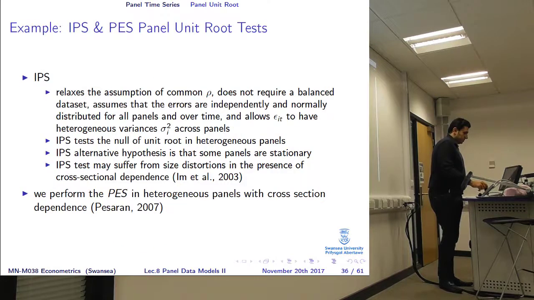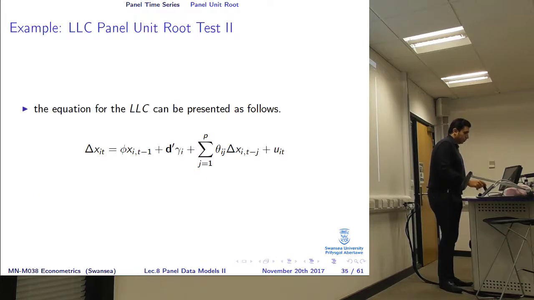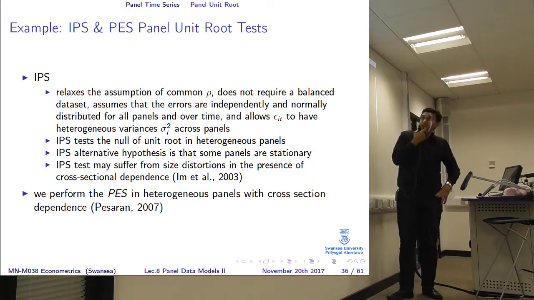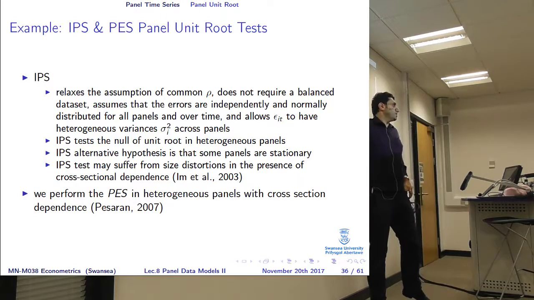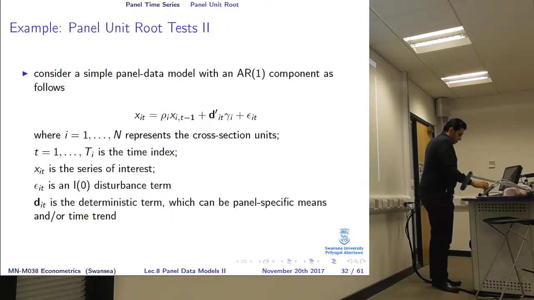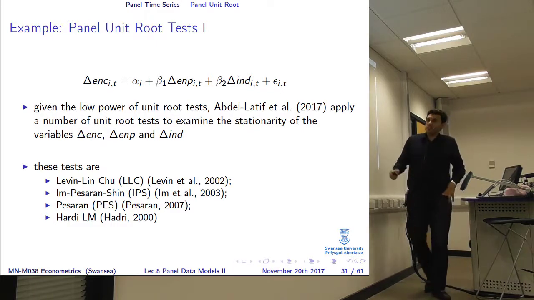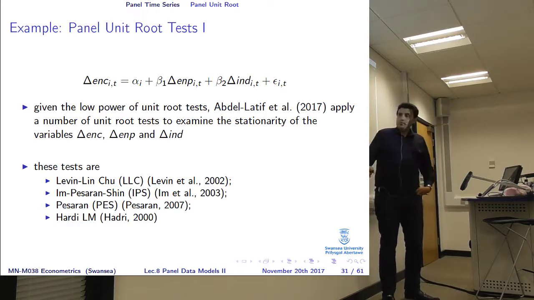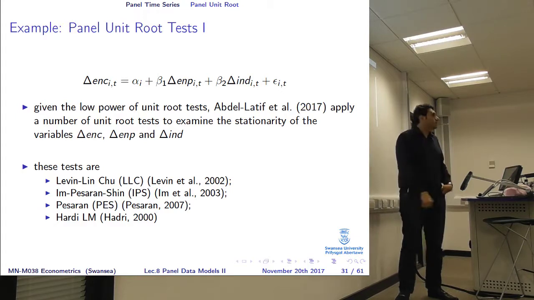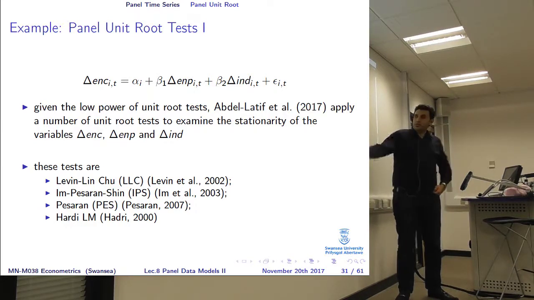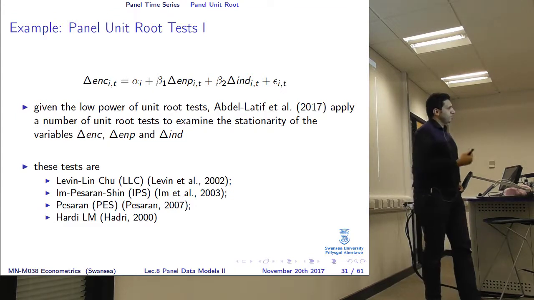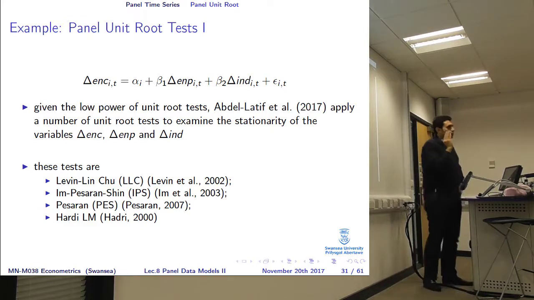The IPS, no, the Im, Pesaran and Shin. This one, sorry, I'll show you. This one. It doesn't require a balanced data set. So this is Im, Pesaran and Shin, IPS, from 2003. They relaxed that. I think one of these two as well does require a balanced panel, and that one mainly doesn't require it, I think it's only one. It's one of the advantages of using the IPS test. But I think we had balanced panel data, so it wasn't a concern for us, and that's why we were able to do all of them.